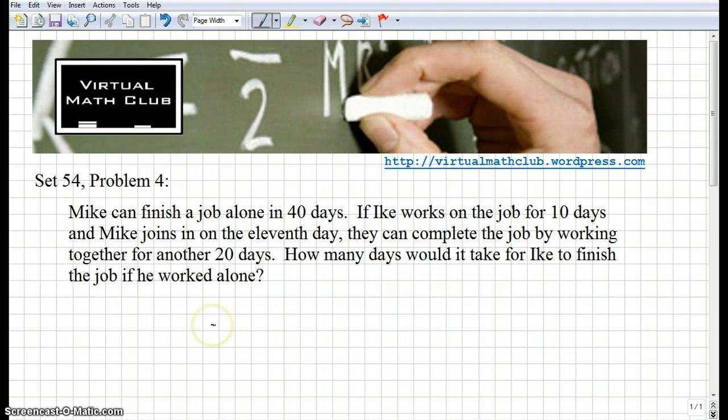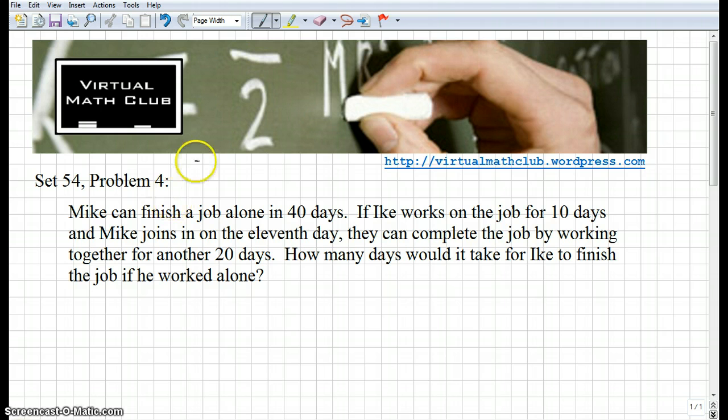Mike can finish a job alone in 40 days. If Ike works on the job for 10 days and Mike joins in on the 11th day, they can complete the job by working together for another 20 days. How many days would it take for Ike to finish the job if he worked alone?